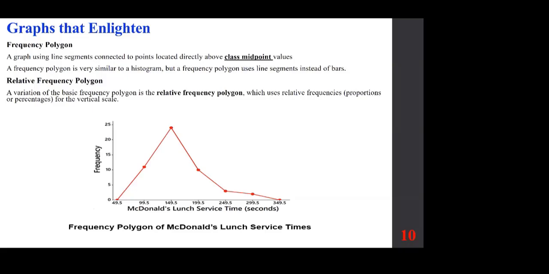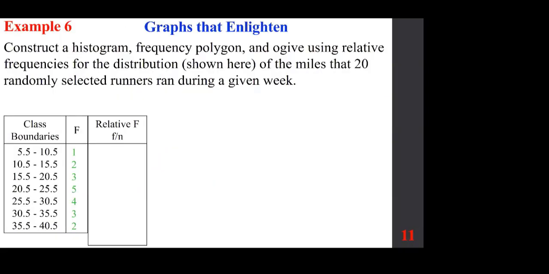Let's look at an actual example to see how we go through the process. First, let's come up with the histogram. I don't think anybody has any problem with that. In order to come up with the histogram, remember, you know how to do that. And we have the boundaries. For example, the first one is 5.5 to 10.5. The frequency is 1, so the height is 1. And so on and so forth.